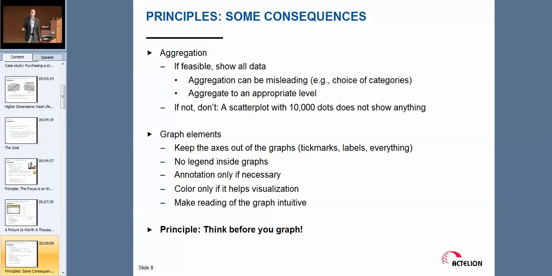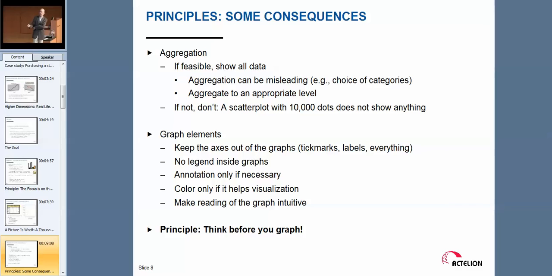Graphics elements, that's also interesting, in particular for the software developers among us. The focus is always on the data. The focus is on the interpretation. And that implies that the axes, for example, should be kept outside the graphs. As far away as possible, axes are only necessary once to look at the range, for example, and the particular values, but otherwise keep them outside the graphs. Same goes for tick marks, labels, everything that's not really related to data, to the key element we're looking at.